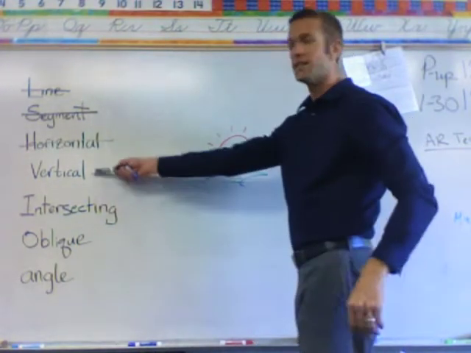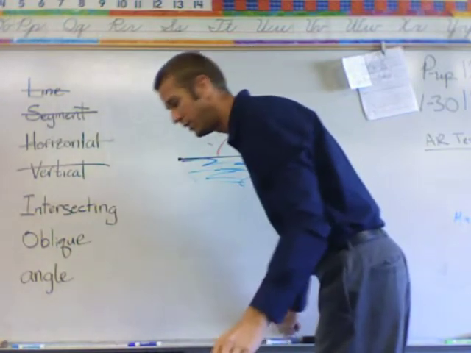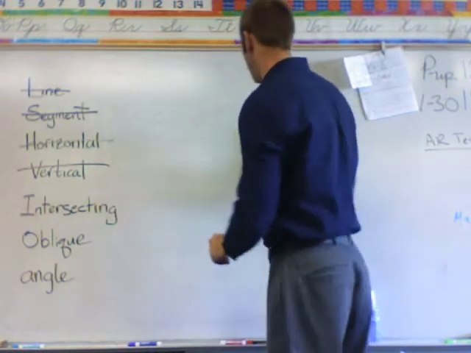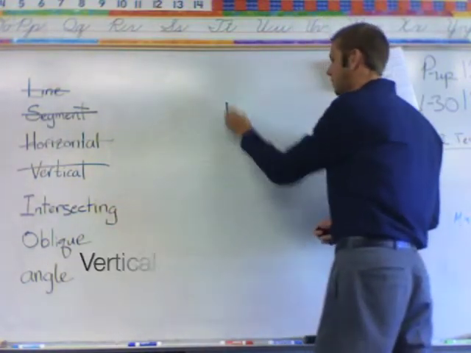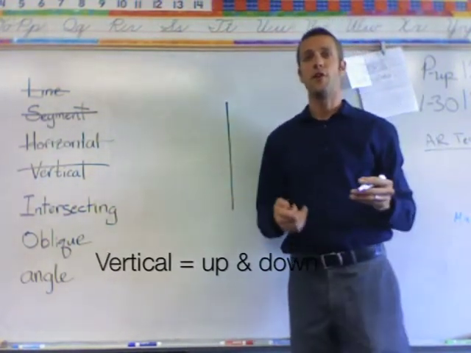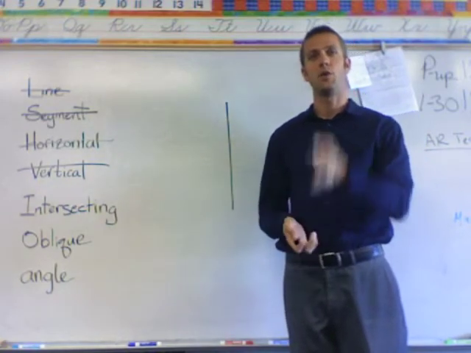Now the next word is vertical. Now vertical is going to be the exact opposite of horizontal. So instead of going left to right, it's going to go up and down. So this is a vertical line segment. I didn't put arrows. It's a vertical line segment. It's going up and down.